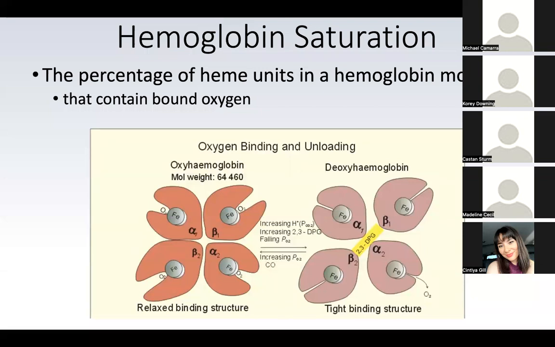For deoxyhemoglobin, a certain molecule, abbreviated here in yellow, 2,3-DPG, is going to be important. I'm just bringing it to your attention now because it's on this slide. We will discuss it in further detail before the end of today.